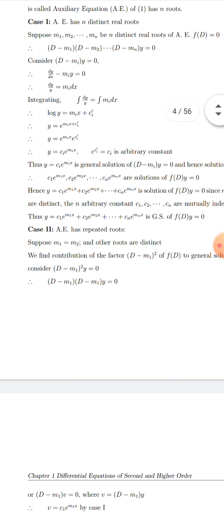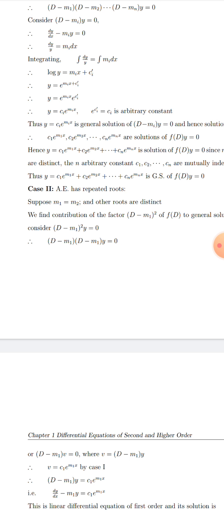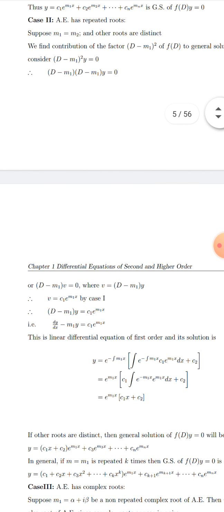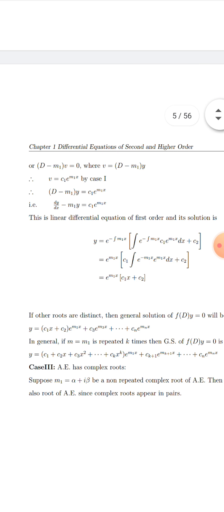Okay, case second, if the auxiliary equation has repeated root, suppose one root is repeated, that is m1 is equal to m2 is repeated, then the complementary function is c1 plus c2x e raised to m1x, or c1x plus c2, you may write.